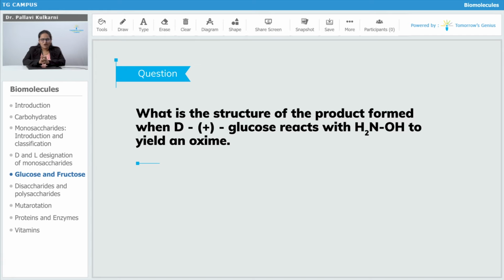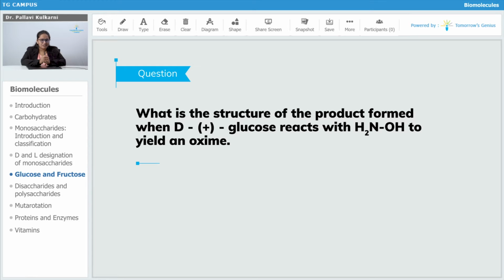Let us have one question on the basis of the reactions which we have studied. The question is, what is the structure of the product formed when D-glucose reacts with hydroxylamine to yield an oxime? Let us see the solution of this. As we know, glucose is an aldohexose, and the reaction given in this question is with D-glucose. That means the hydroxyl group on the penultimate carbon is on the right hand side.